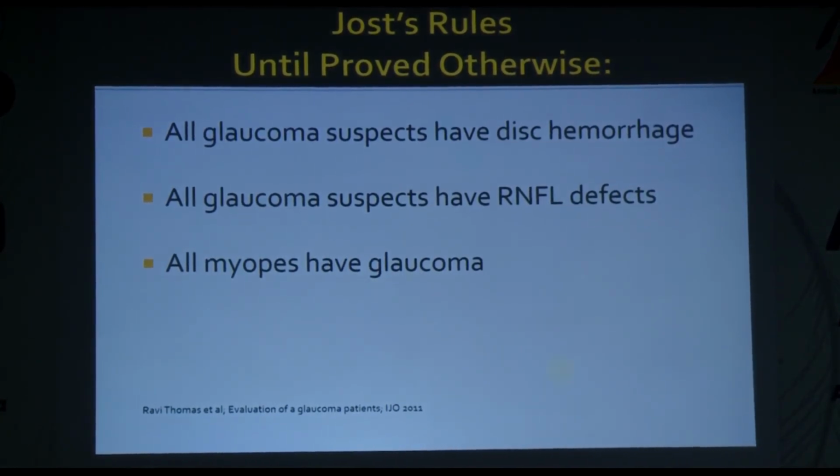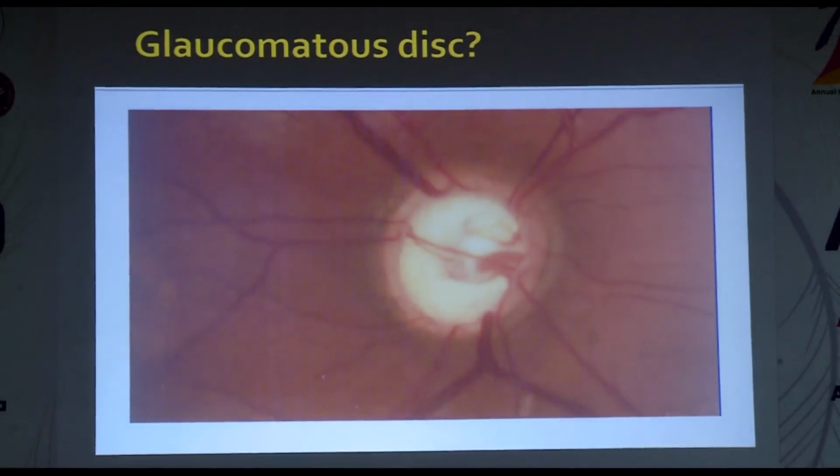Dr. Josh Jonas is also called Dr. Disc, and he had these 3 rules which said, until proven otherwise, all glaucoma suspects have disc hemorrhages, all glaucoma suspects have RNFL defects, and all myopes have glaucoma. Now these are very strong statements to make, but what he's trying to say is that in all glaucoma suspects, consciously look out for disc hemorrhages, consciously look out for RNFL defects, and always have a very high index of suspicion in all myopes.